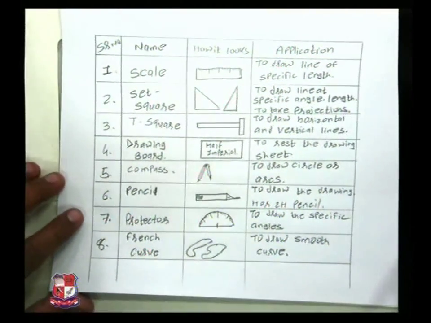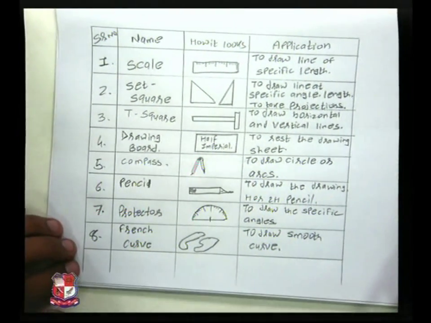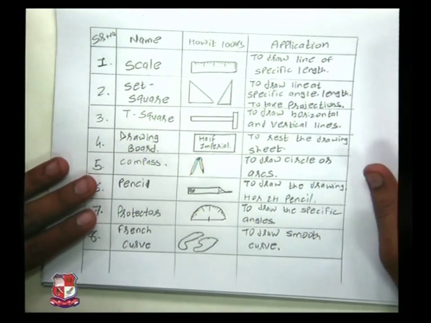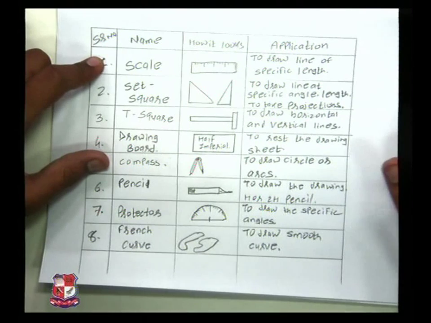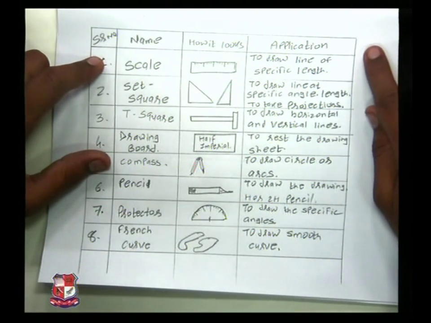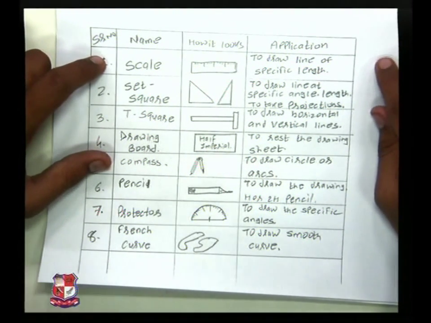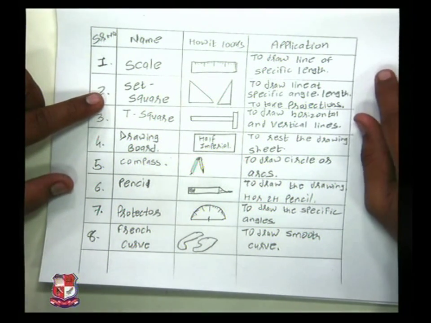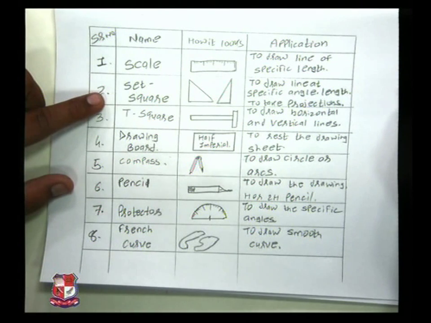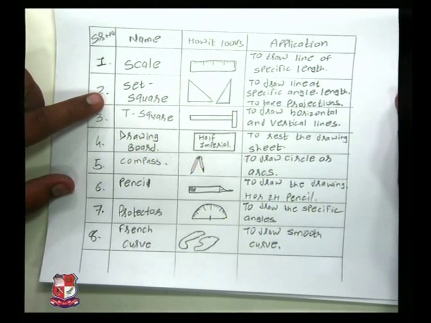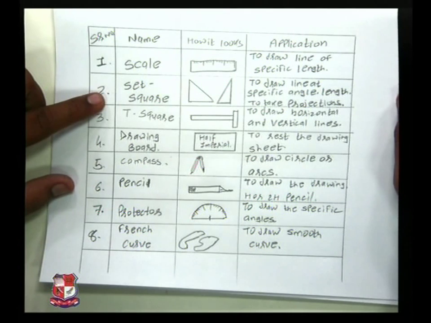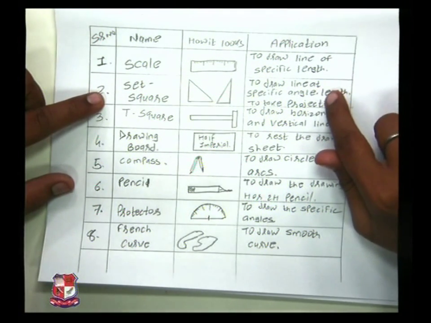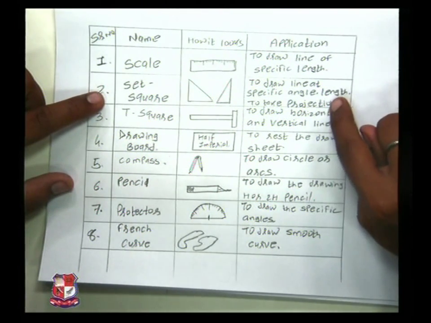So these are the engineering drawing instruments which can be used to draw any sort of drawing, and this is with their application. First of all, the scale. We can draw any sort of line of a specific length using the scale. Then the set square: we can draw a line at a specific angle, or nowadays the set squares come with a scale also, so we can draw a length of line also, and we can take projections from it also.